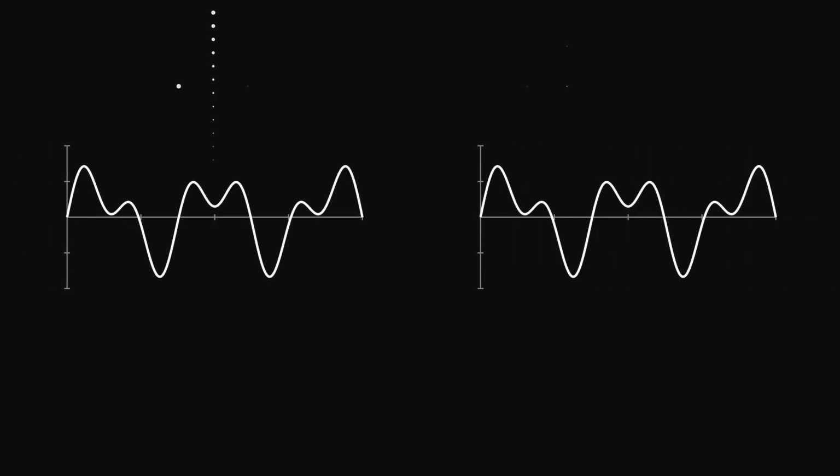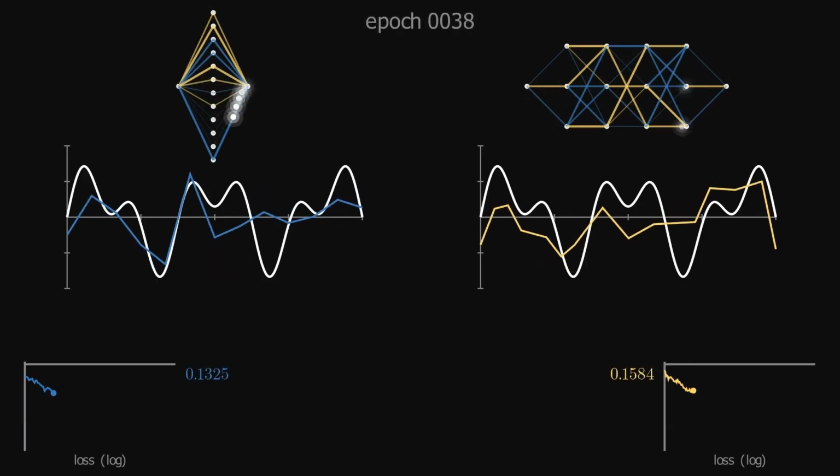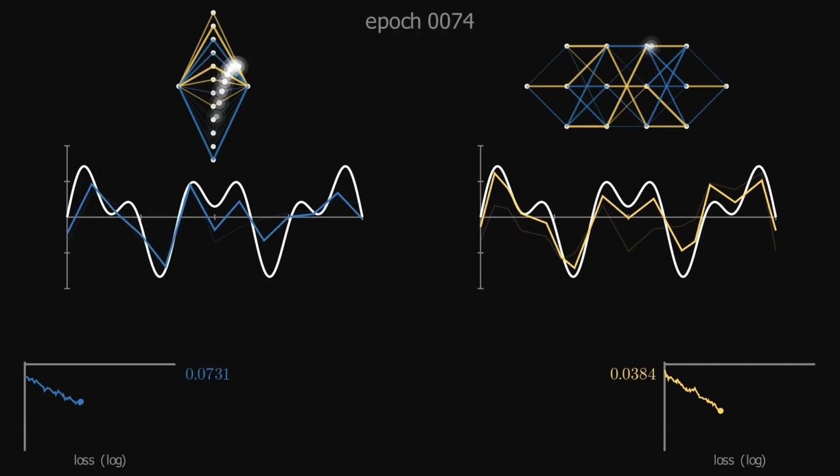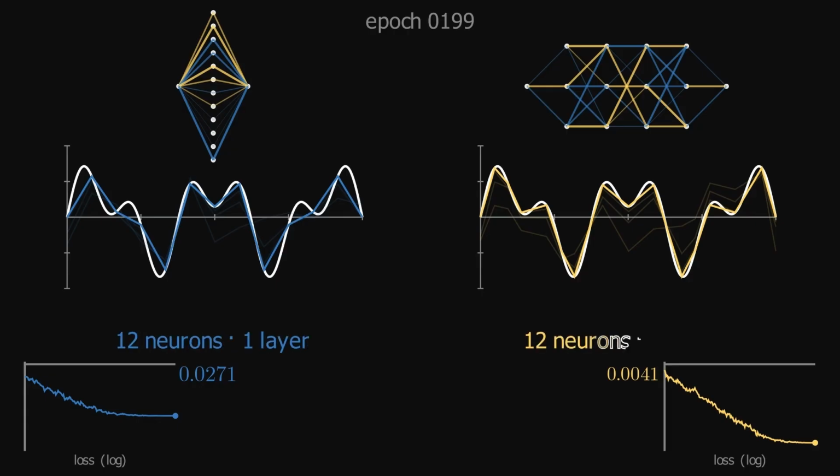Two neural networks. Both have 12 neurons. Both are learning the same curve. This one puts all 12 in a single layer. This one stacks them. 4 layers, 3 neurons each. Same neurons, same data, same training. One of them can't do it.